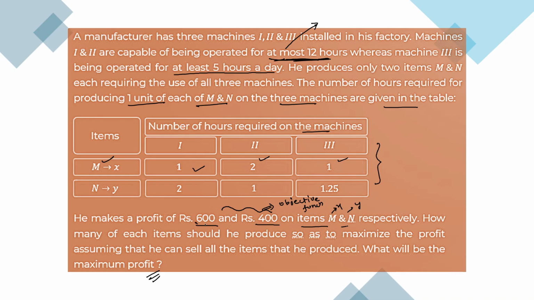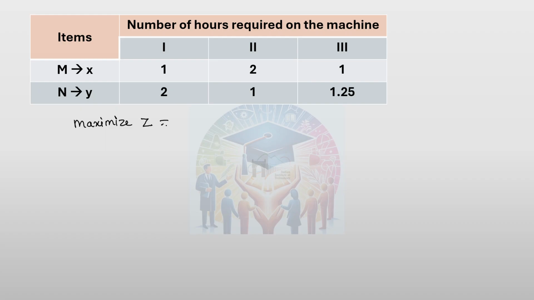You can see 600 on the product M, means X. So 600 rupees he is getting on the X product, and 400 rupees he is getting on the Y product. So that's why the maximum Z will be 600X plus 400Y. That's it. And now we have to write the constraints. Subject to constraints.